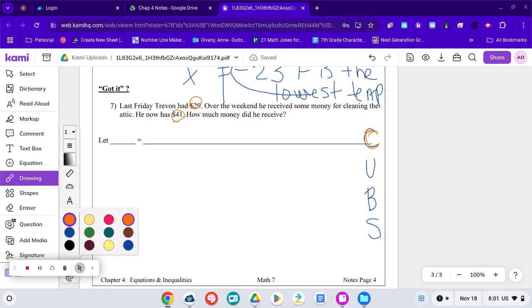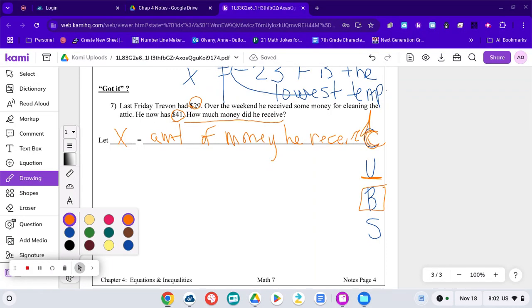So I circled my numbers, and now I'm going to underline my question. Remember, the question is usually after the words find, how many, or how much. How much did he receive? I'm going to let x equal amount of money he received. Okay, all right. Now we're going to box in our keywords.